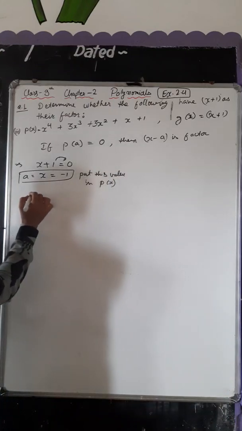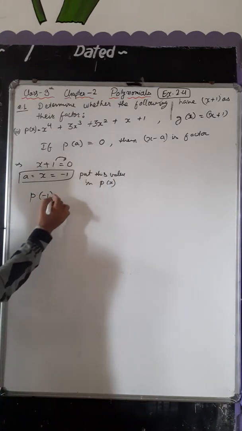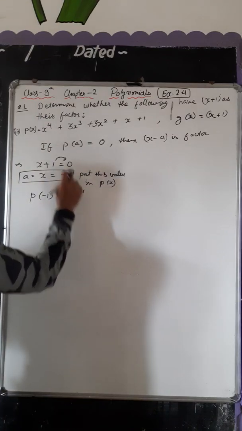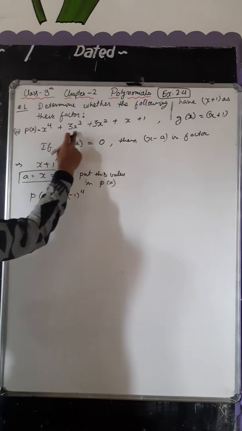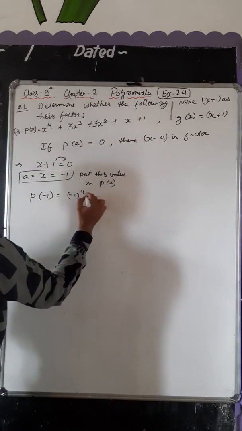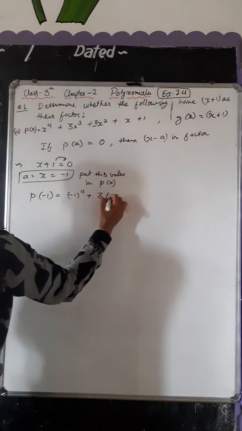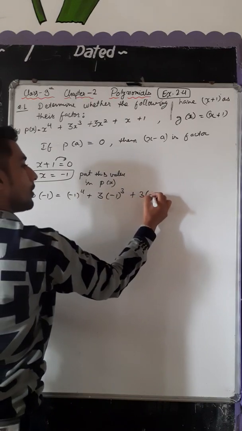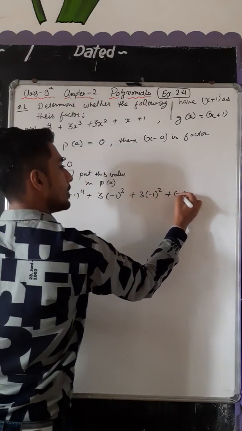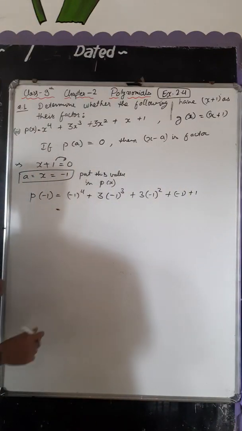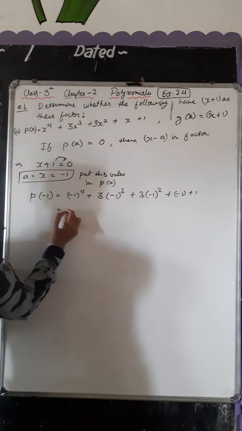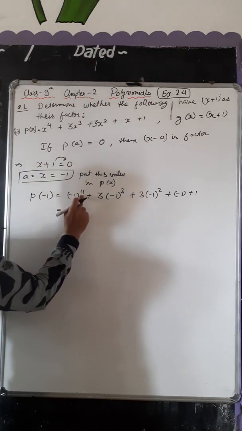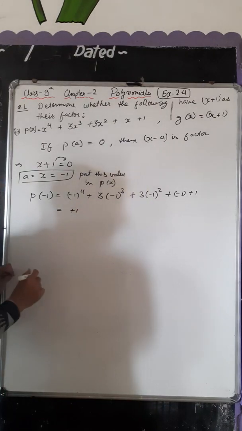px में पुट कीजिए. p minus 1, we will write p minus 1 equals to minus of 1 raised to 4. Wherever there is x, we will put minus sign. Then 3 minus 1 cube, then 3 minus 1 square, then minus 1 plus 1. Okay. Sign is minus negative, but the power is even, so we get plus 1.